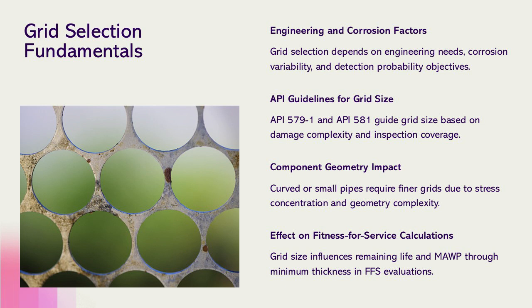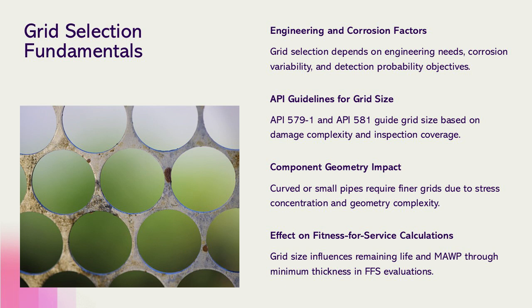Grid dimension selection is driven by engineering requirements, corrosion variability, and probability of detection objectives. API 579-1 provides detailed guidelines for evaluating localized thinning, stating that fine grids are required when corrosion morphology is complex. API 581 defines inspection effectiveness and links coverage levels to POD. Larger grids, 25 to 50 mm, are suitable for general thinning, while fine grids, 5 to 10 mm, are required for pitting, MIC, or complex damage.